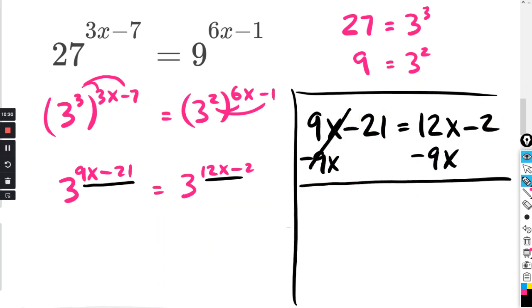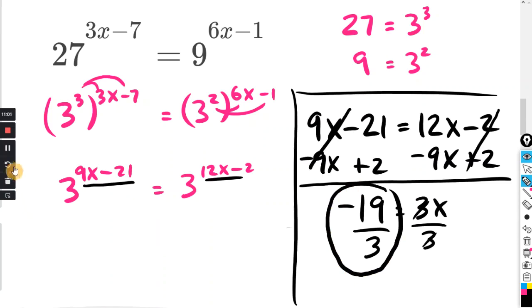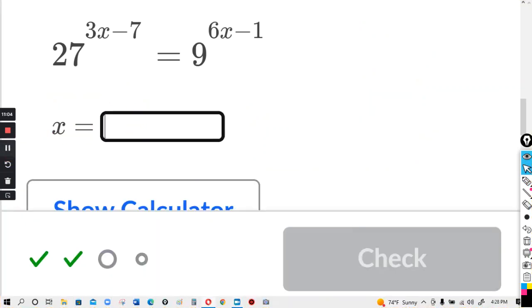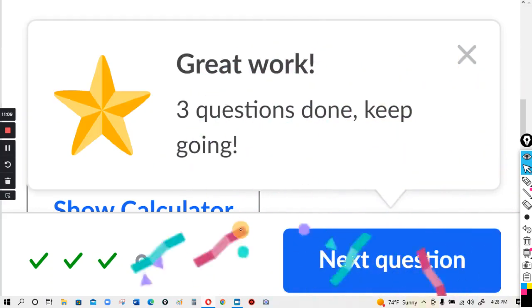And we want the numbers on the left. So negative 2 is going to be plus 2 on both sides. Okay, and 2 minus 2 is gone. Negative 21 plus 2, that's negative 19. 12x minus 9x is 3x. And dividing both sides by 3. Final answer, negative 19 over 3. All right, ugly fraction, but hopefully that's it. All right, negative 19/3. All right, there you go.